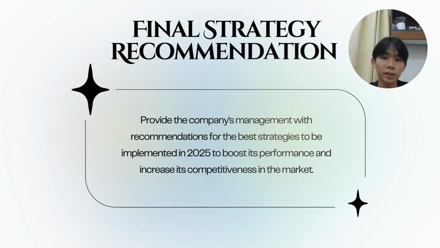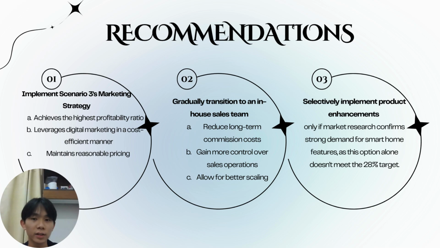And here comes our final strategy recommendation. The question given is, provide the company's management with recommendations for the best strategies to be implemented in 2025 to boost its performance and increase its competitiveness in the market. Let's look at our recommendations. So the first one I will give is to implement scenario 3's marketing strategy because it can achieve the highest profitability ratio. And second, it can leverage digital marketing in a cost-efficient manner. And third, it maintains reasonable pricing for customers.